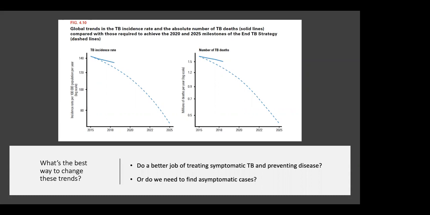And so, we're not reducing TB incidence at the rate that the global TB community has agreed we want to. And the question is, to get there, do we need to do a better job of the things we're already doing a lot of now, treating symptomatic TB in particular, and also delivering some prevention to high-risk groups, or should we be finding asymptomatic cases and intervening at that stage?